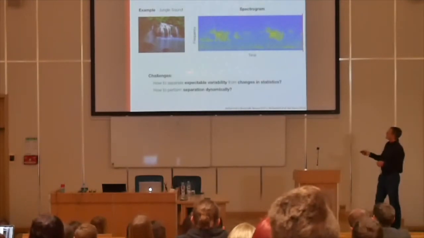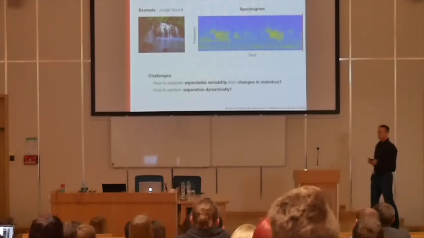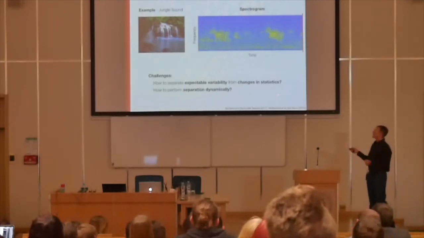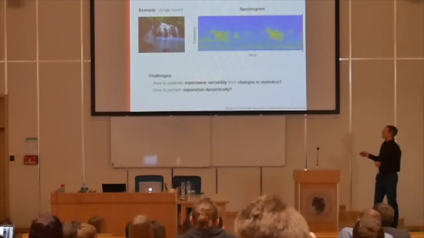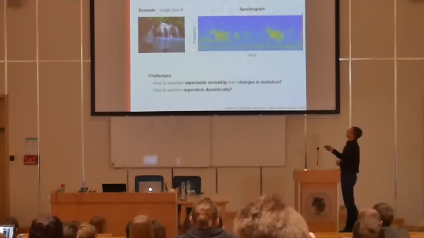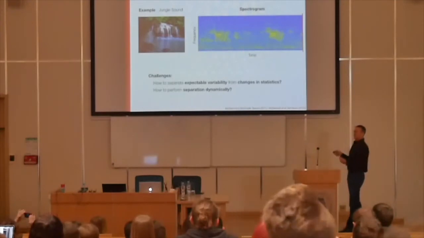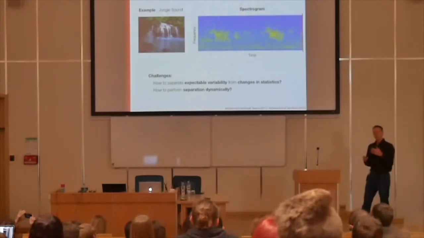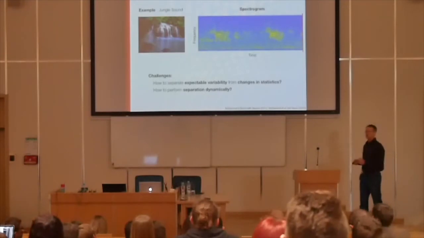And so essentially, the task here is how do you separate expectable variability within such a texture from actual changes in statistics, and very importantly, how do you perform the separation dynamically? Dynamically meaning, you have a stimulus that goes on, and at some point you need to say there was a change, but you don't know when that change is going to occur.